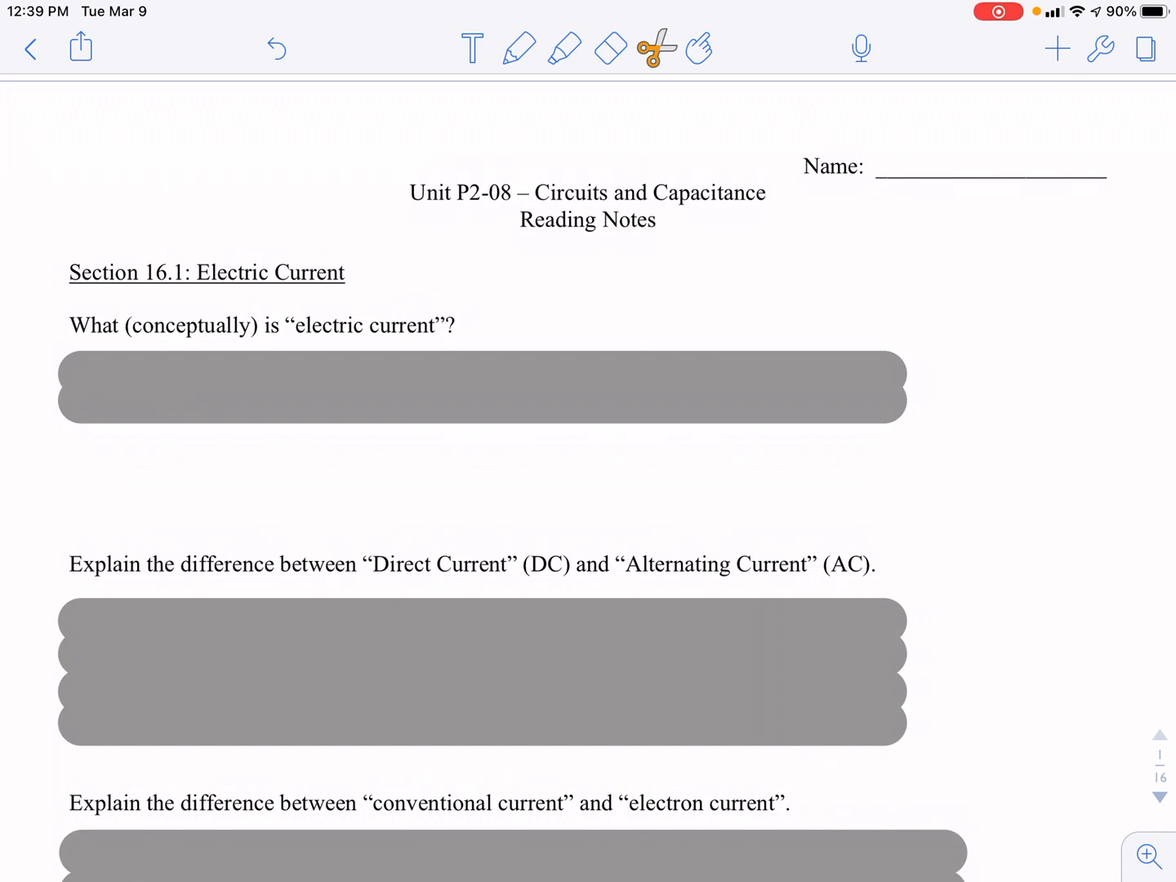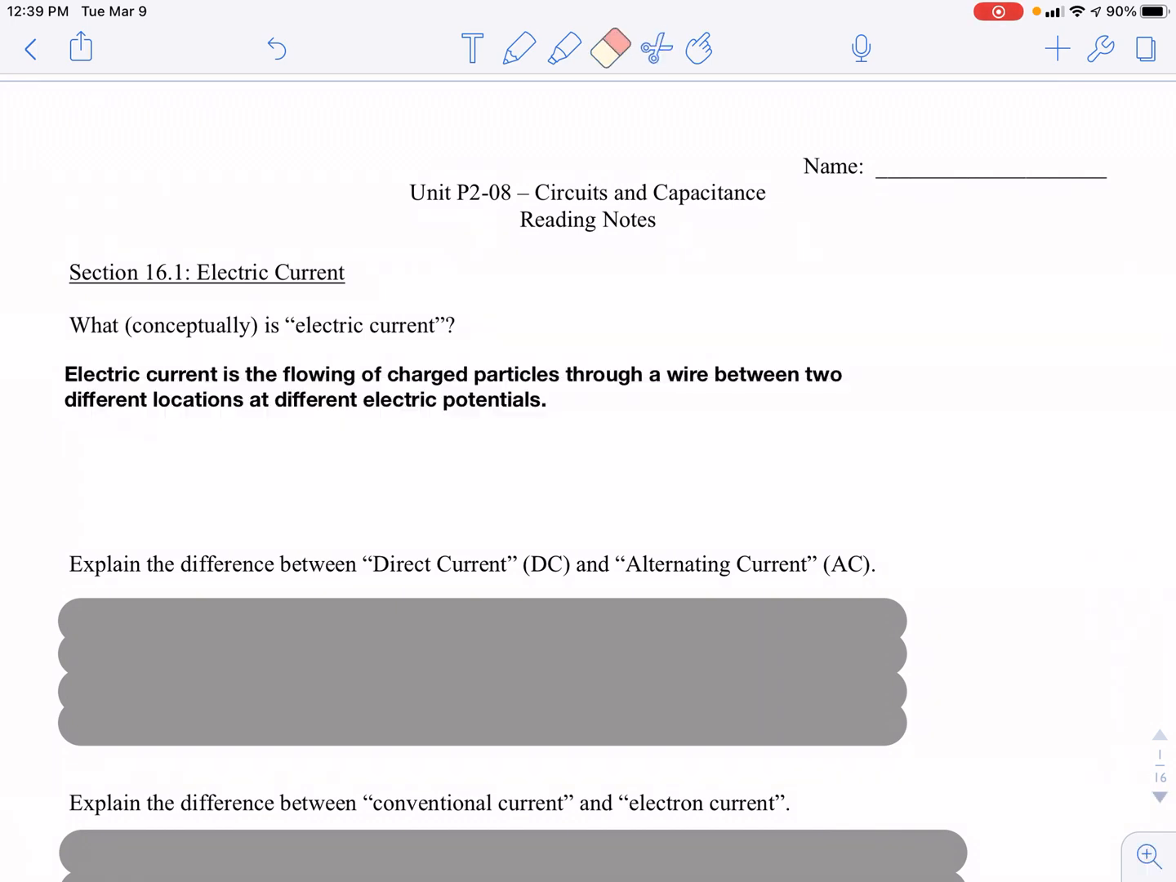What conceptually is electric current? Well, electric current can be viewed and defined as the flow rate of charge through a conducting wire. And so electric current is the flowing of charged particles through a wire between 2 points that have different electrical potentials.